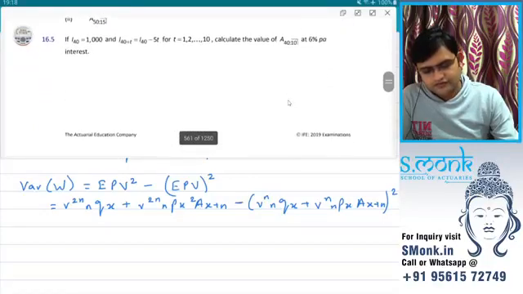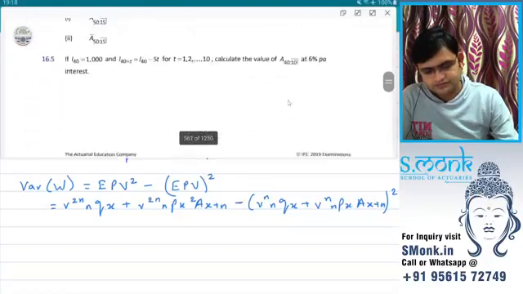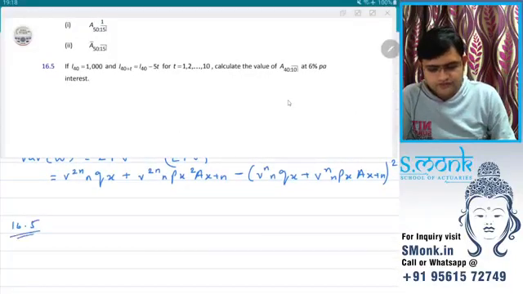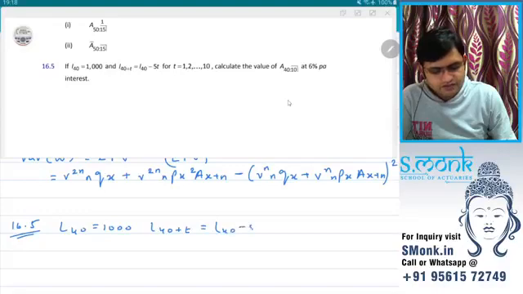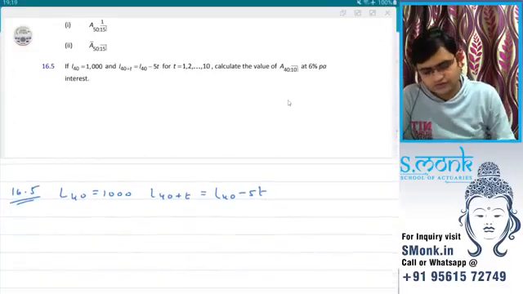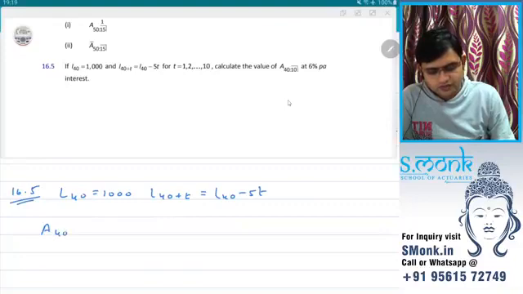Then 16.5. In 16.5 we have L40 given as 1000 and L40 plus T is given as L40 minus 5T for T going from 1 to 10. Calculate the endowment value. Okay, so the endowment value 40:10 would be our A 40 dash 10 plus V raised to 10 10px.